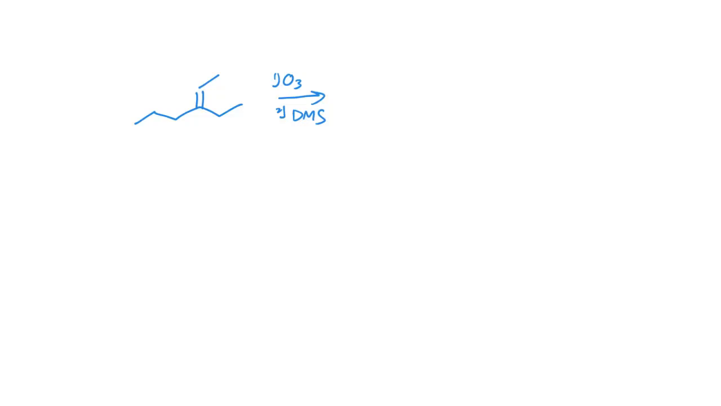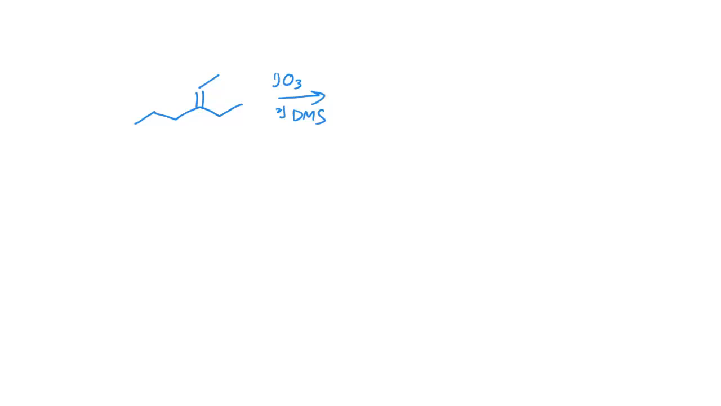Let's take a few minutes to look at ozonolysis. Ozonolysis is when we react a molecule of ozone, O3, with an alkene. And the alkene can be in a chain, as we see here. It can be in a ring. There can be more than one alkene present. The ozone is going to react with the alkene.